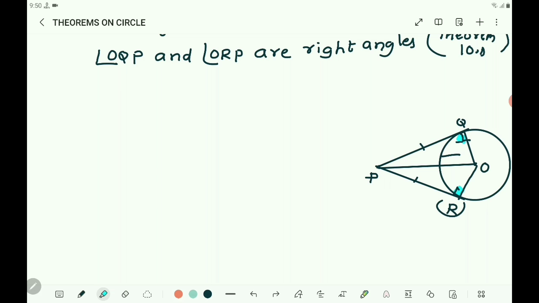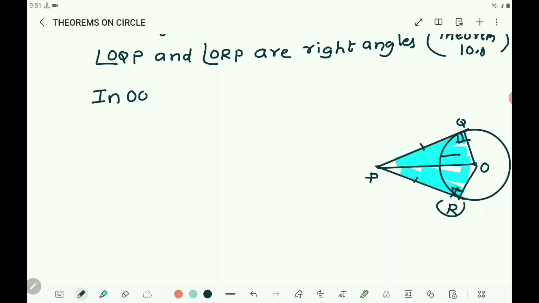How will you prove that these two triangles are congruent? In these two triangles, you already proved these two are right angles, and hypotenuse OP equals hypotenuse OP, that is a common side, and OQ is equal to OR. They are the radii of the same circle. Radii of the same circle are always equal. Therefore, according to the RHS congruence rule, you can prove that the two triangles are congruent.